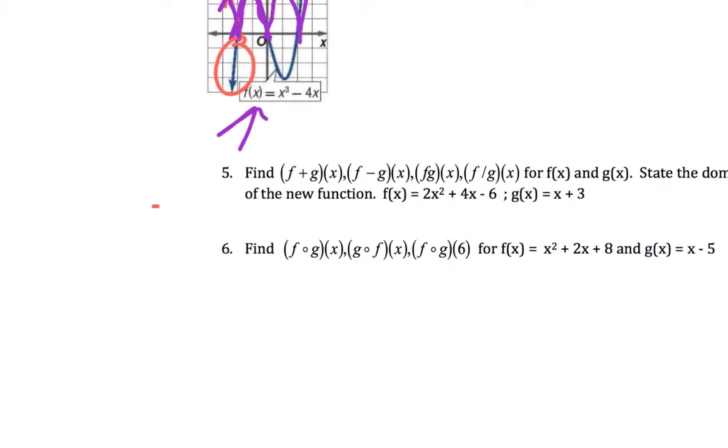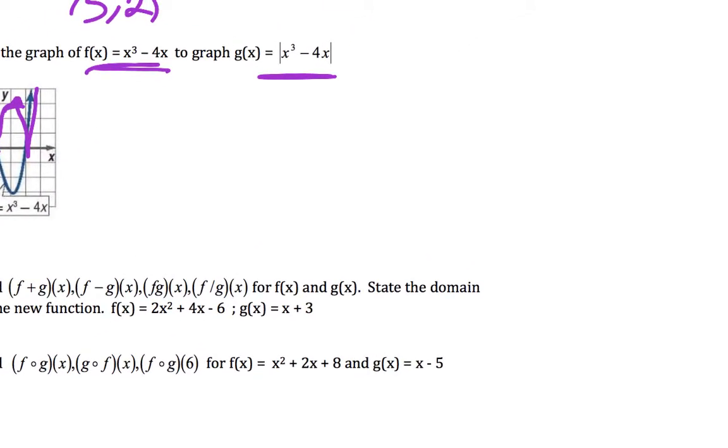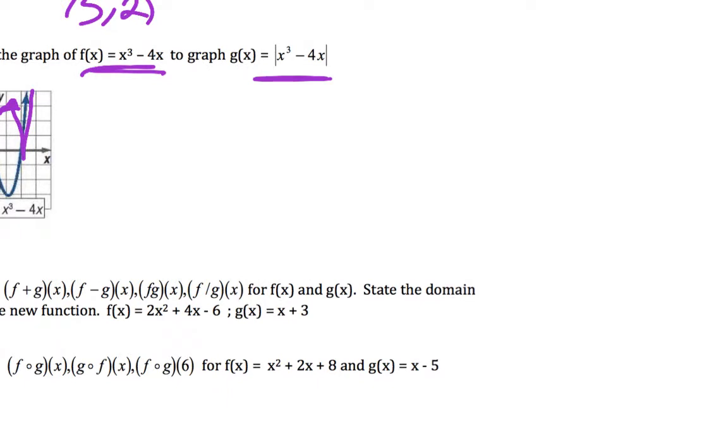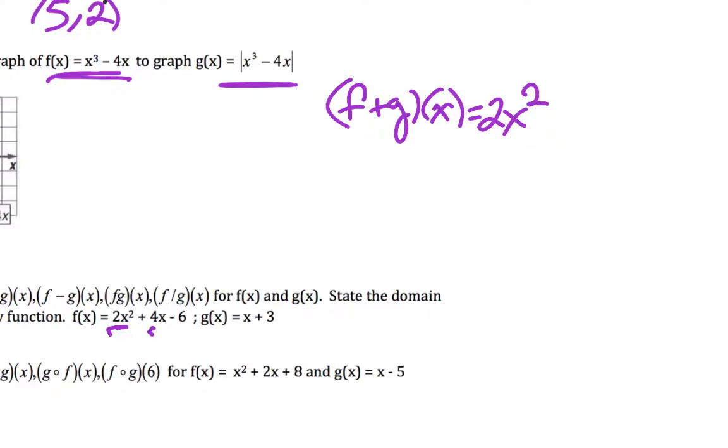Number 5, I'm going to move this over to the side. It says find f plus g, f minus g, f times g, and f divided by g for f of x and g of x, and state the domains. So adding them up, we'll just add. So f plus g of x, there's no other like term for the 2x squared, so it's just 2x squared. And then we got a 4x and an x, so that's a plus 5x. And then a minus 6 and a plus 3, so it's a minus 3.